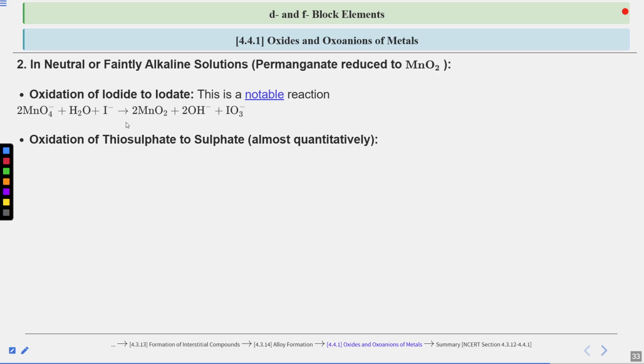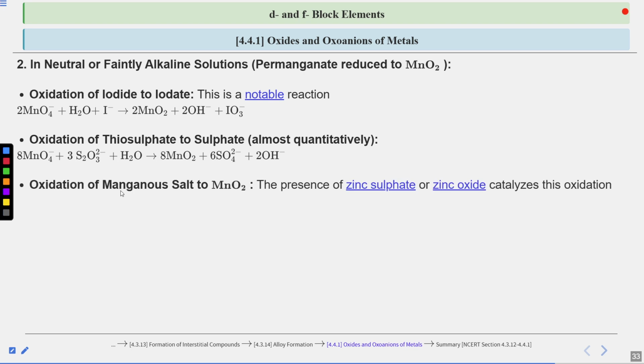Second is oxidation of thiosulfate to the sulfate, which is almost quantitative. Here 8 MnO4⁻ reacts with 3 S2O3²⁻ plus water molecules, and the reduction of permanganate is happening to MnO2. The thiosulfate is also converting to sulfate ions, SO4²⁻, releasing 2 hydroxyl ions. Third is oxidation of manganese salt to MnO2.